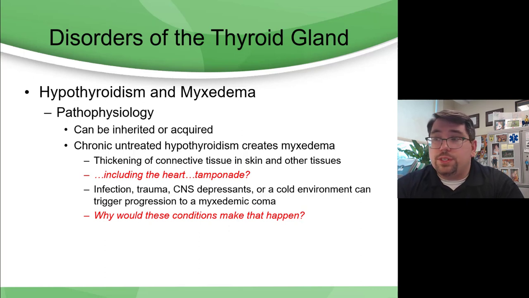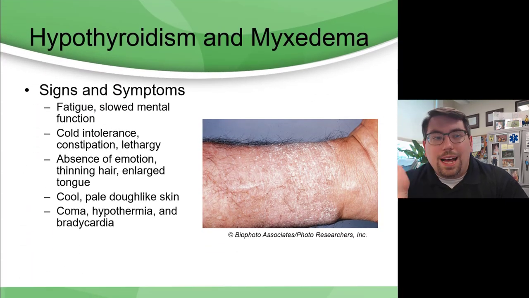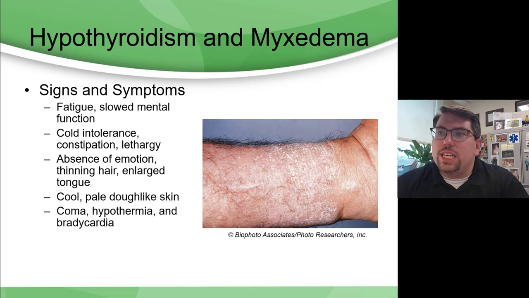Infections, trauma, central nervous system depression, or a cold environment can really trigger the progression into myxedema coma, which would be a major issue. How does it present? You see it present with fatigue, slowed mental function, cold intolerance, which is a big one, and constipation. They're going to be lethargic, they're not going to have much emotion, they've got very thin hair, you see a larger tongue, and they get a weird, cool, dough-like skin.